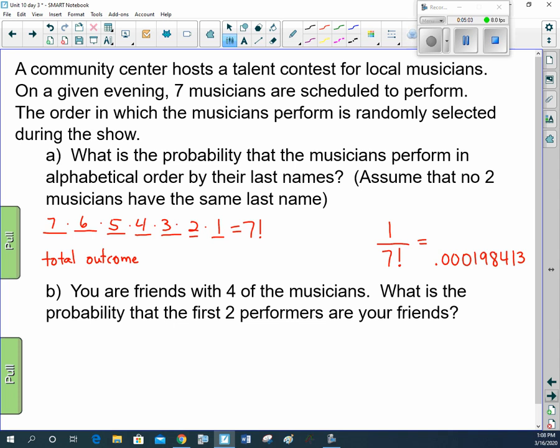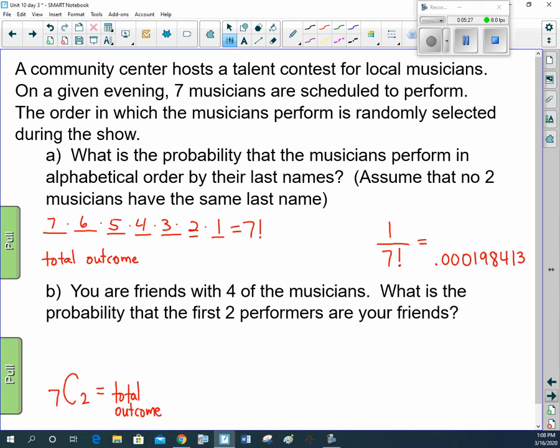Okay, so we've got to get 2, so total outcomes, we've got to have 2 performers, right? So we've got to have 2 out of, oops, backwards. There's 7 musicians and there's 2 of them. That would give us our total outcome. That's our total outcome.